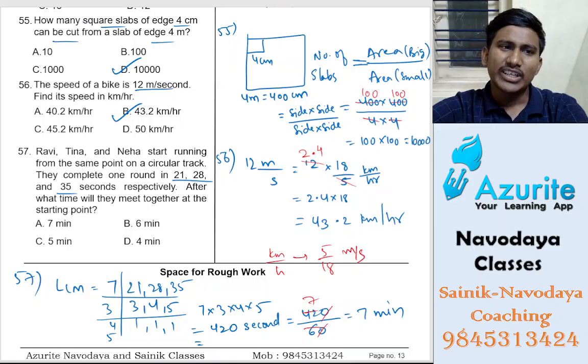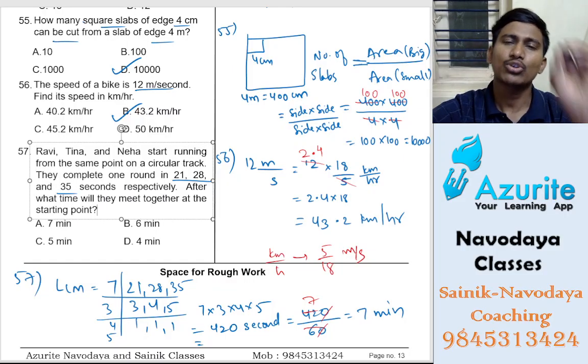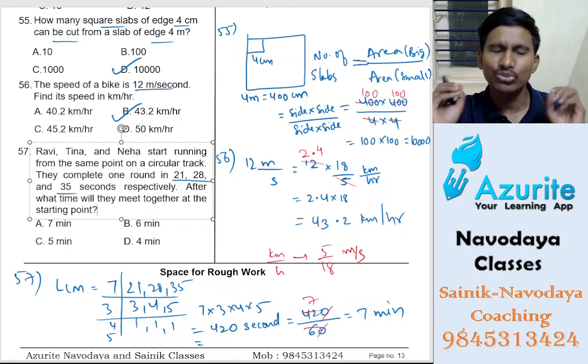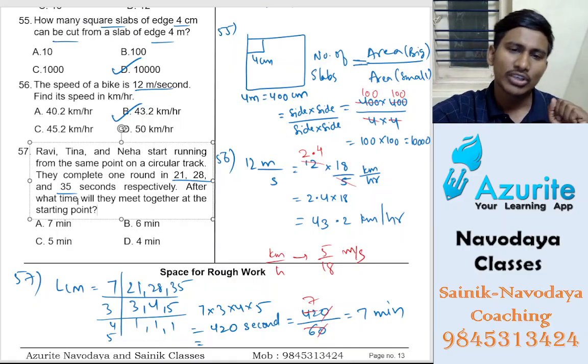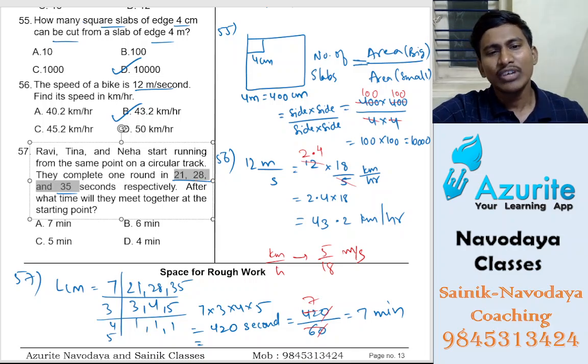So see here students, 57 question. Ravi, Tina, Neha start running from the same point on a circular track. They completed one round in 21, 28 and 35 seconds respectively. After what time will they meet together at the starting point? I told you, together means you have to find the LCM. LCM of what? 21, 28 and 35.